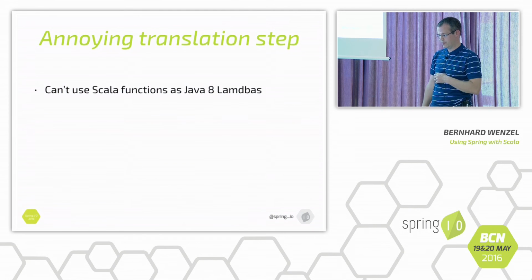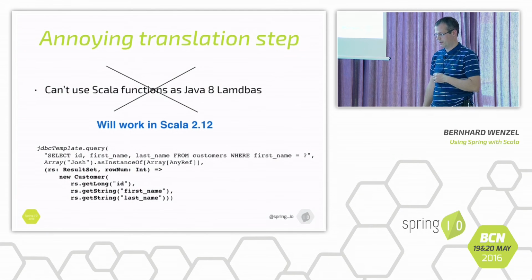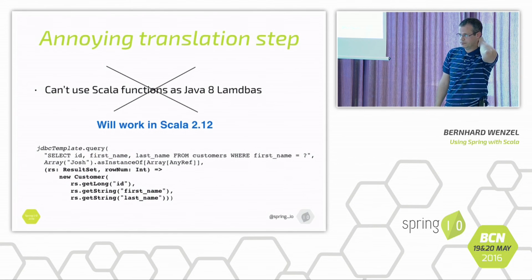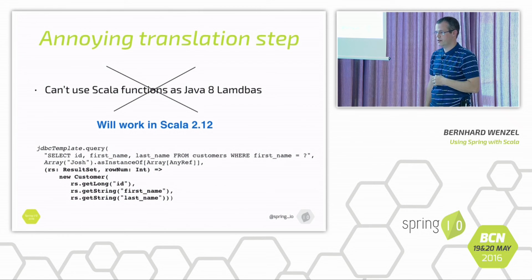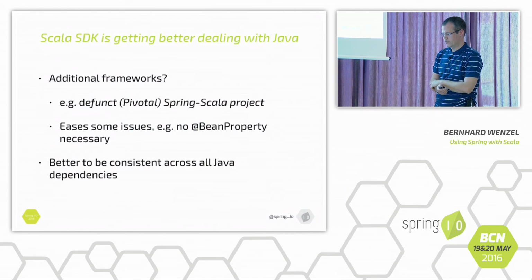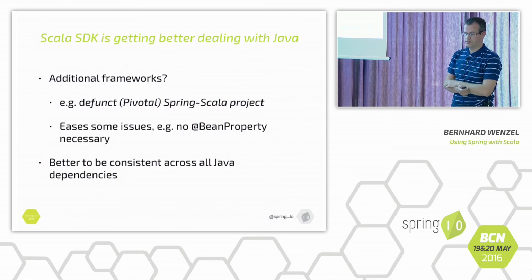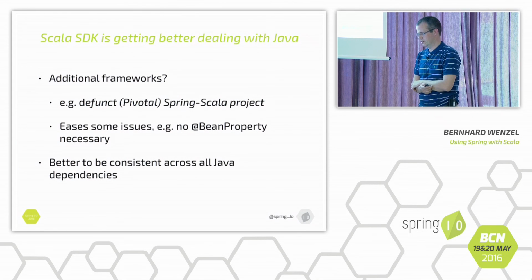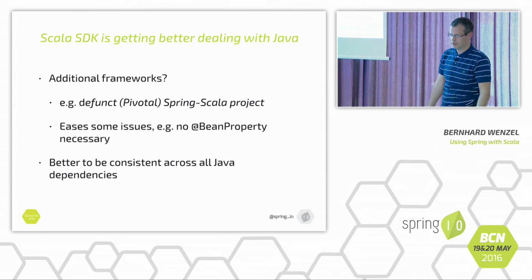Quite annoying, I find that I can't use Scala functions as Java lambdas. However, that's going to change. The next Scala SDK will have a much better Java 8 support. So I will be able to plug in functions as lambdas as I would do in Java. And that's I think important to know. So the Scala SDK is getting better to deal with Java.